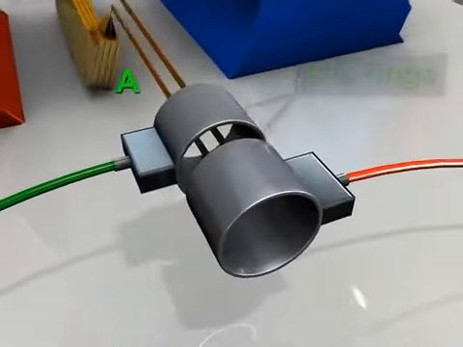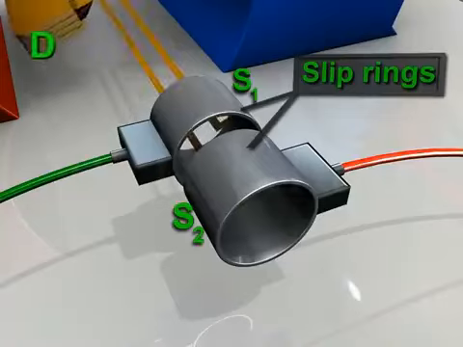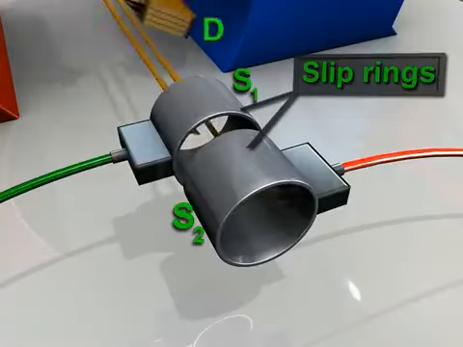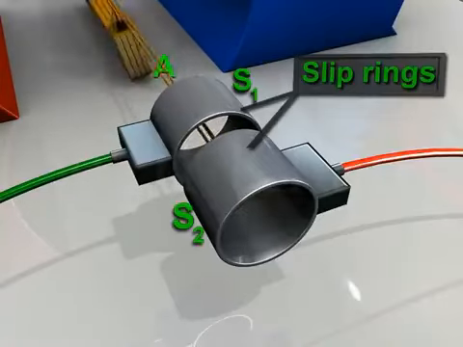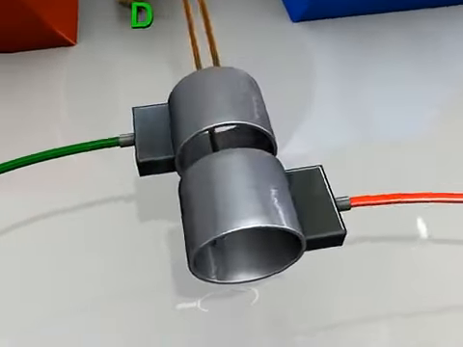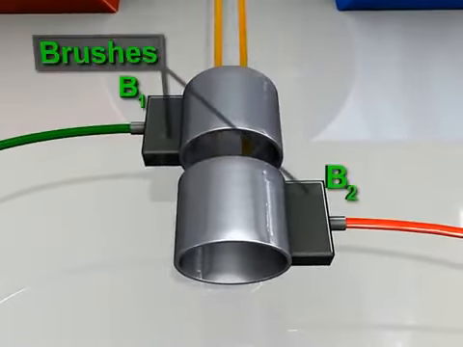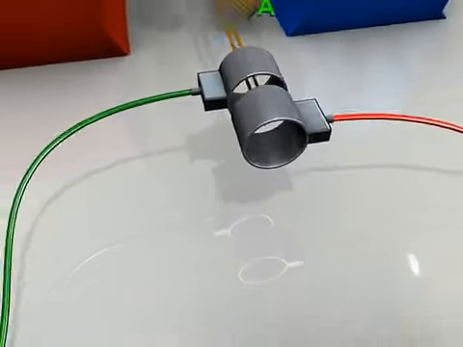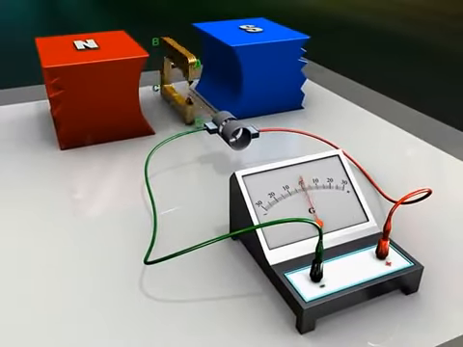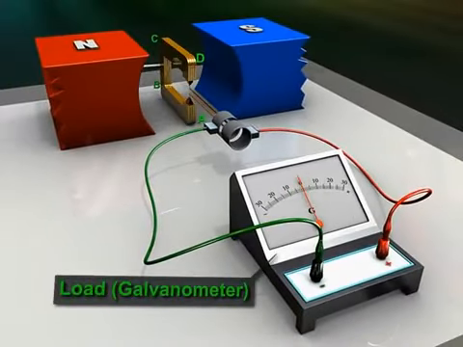Two slip rings S1 and S2. These are connected to the armature and thus rotate with it. Two brushes B1 and B2. They provide electrical contact with the slip rings and a load, which may be a galvanometer as shown.